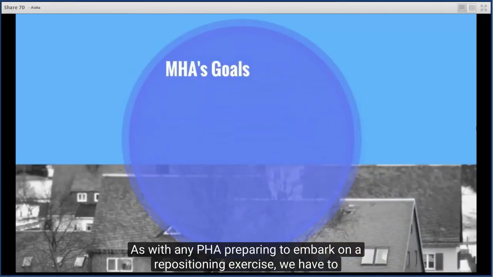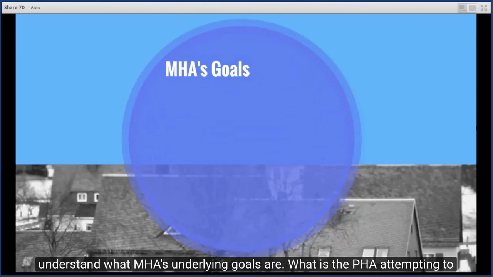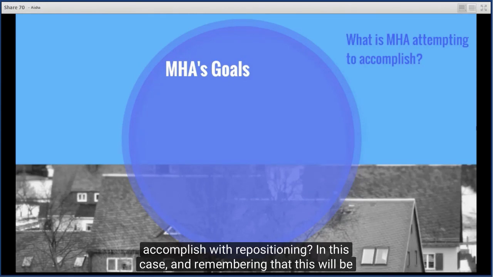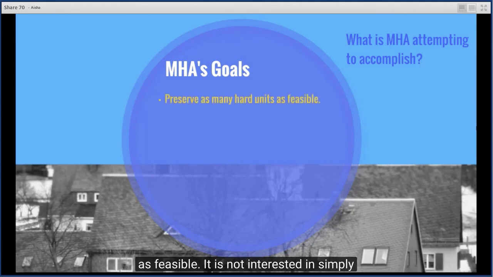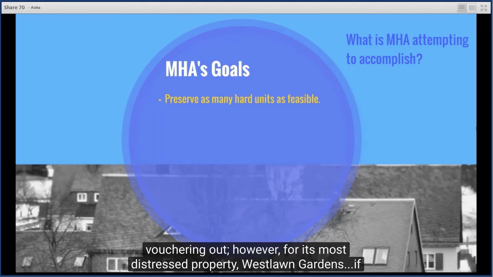As with any PHA preparing to embark on a repositioning exercise, we have to understand what MHA's underlying goals are. What is the PHA attempting to accomplish with repositioning? In this case, and remembering that this will be different from PHA to PHA, the MHA's main goal is to preserve as many hard units as feasible. It is not interested in simply vouchering out.